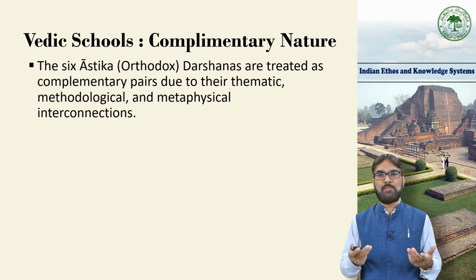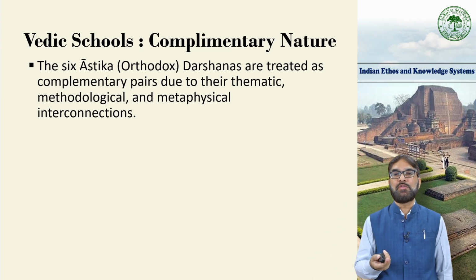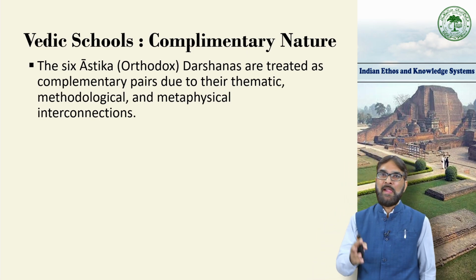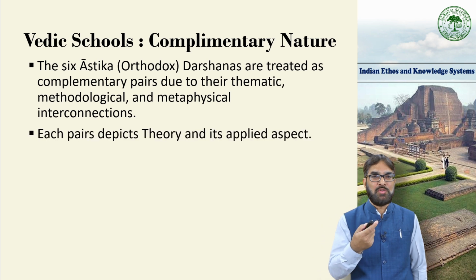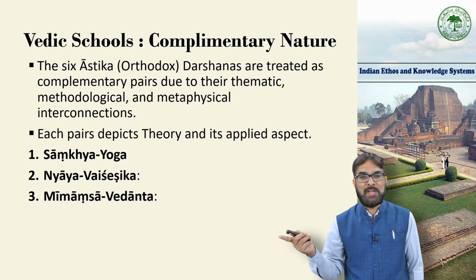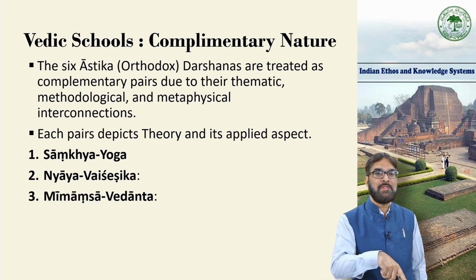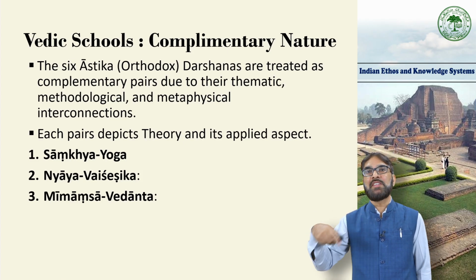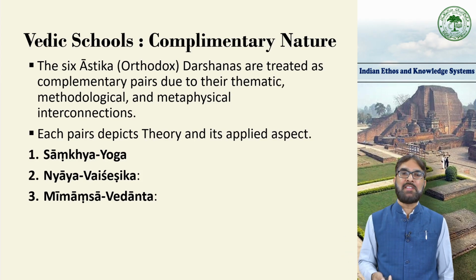Then Vedic schools have some complementary nature. The six Astik Darshanas are treated as complementary pairs due to their thematic, methodological and metaphysical interconnections. It means that there are six schools, but they form pairs of two schools. One is theory, another is the applied aspect. So each pair depicts theory and its applied aspect, like Samkhya is the theory and Yoga is its applied aspect. In the same way, Nyaya is a theory and Vaisheshika is its applied aspect, and Mimamsa is the ritualistic or theoretical aspect, but Vedanta is its practical aspect. So the schools are six, but one is theory and another is the applied aspect.